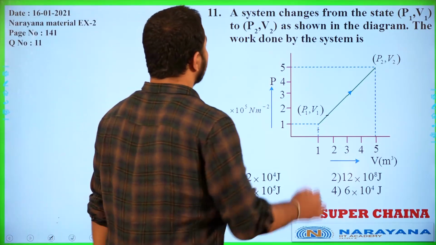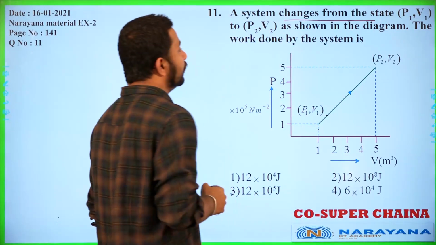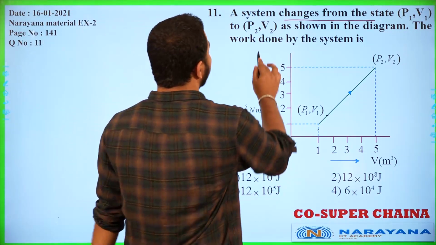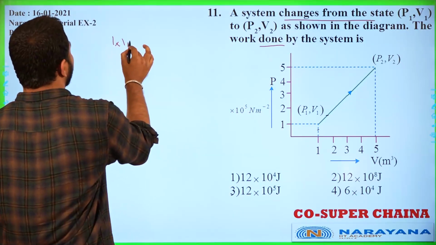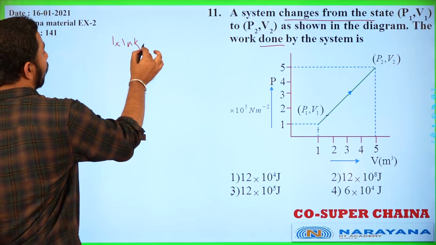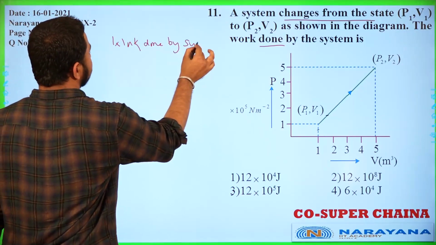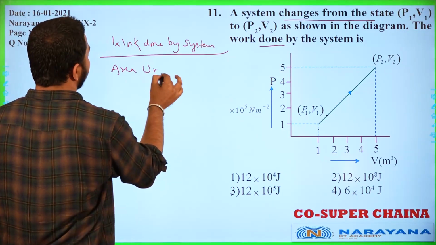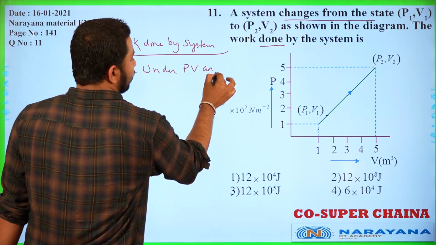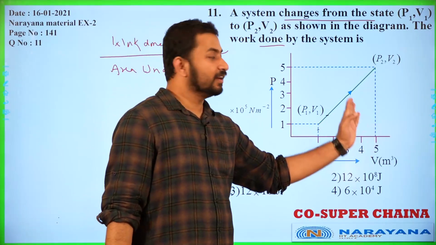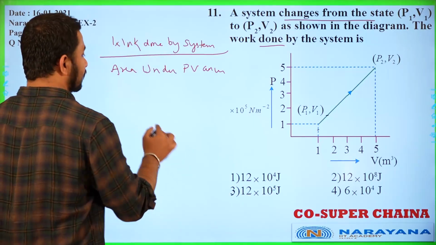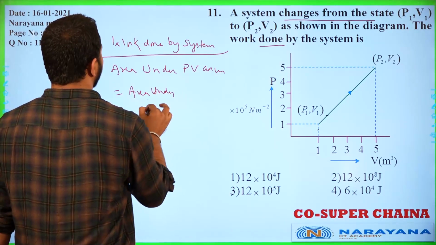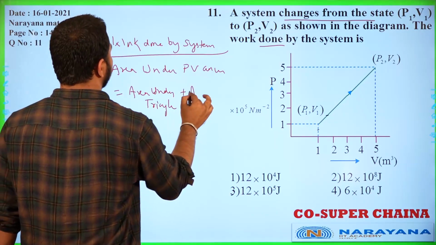Here if you see, a system changes from P1 V1 to P2 V2. So here this system is changing from this to this. Now you have to calculate the work done by the system. Work done by the system, student, will be the area under this PV curve. One part will be a triangle, one will be a rectangle. So the area under the PV curve will be the area under the triangle plus the area under the rectangle.